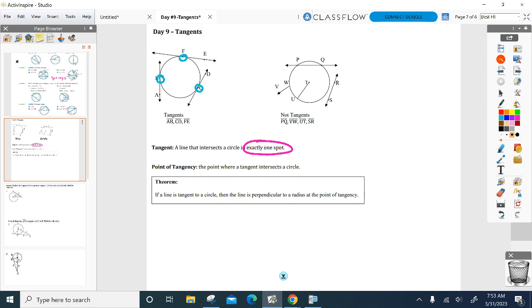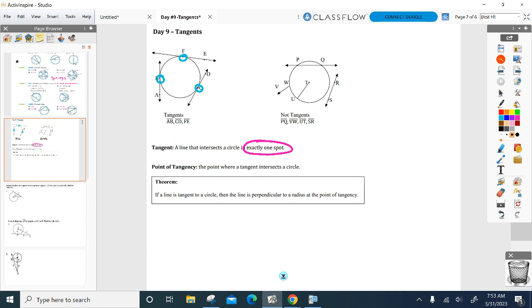And by the way, there are infinite tangents you could draw on a single circle. All right, going all different angles, but it's got to intersect at one spot only. Speaking of that spot that it intersects, these mathematicians way back in the day were pretty clever. Where it intersects the circle, that's called the point of tangency. That is where the tangent intersects your circle, the point of tangency.